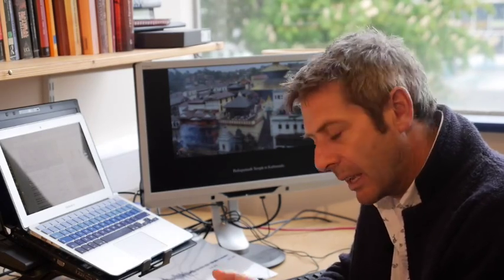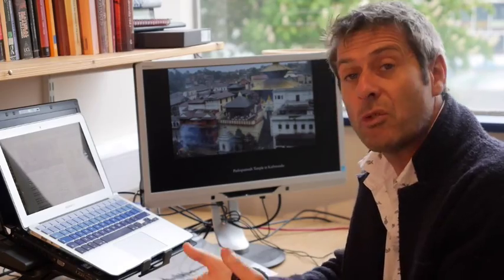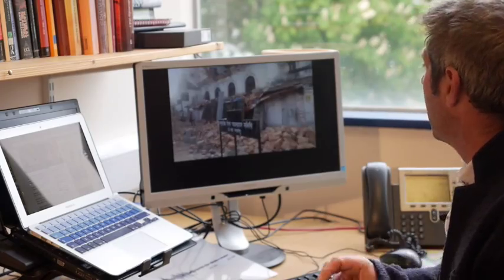And a lot of the buildings here were built 50, 60 years ago. Many of them actually built after the 1934 earthquake, using the rubble of '34 to rebuild. Of course, they've just come back down again.